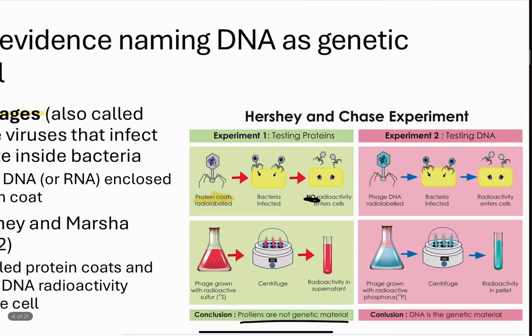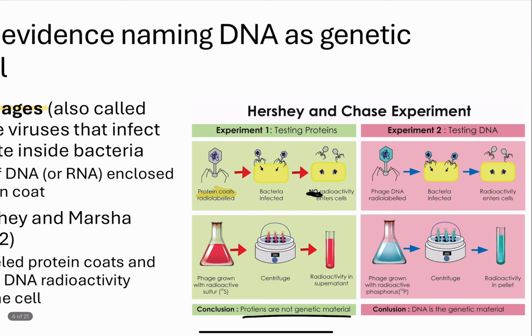The next thing that they did was they radiolabeled the phage's DNA. When bacteria was infected, radioactivity entered the cell. When they grew it in the lab and centrifuged it, they found that there was radioactivity in the pellet. And what this meant was that DNA is the genetic material.